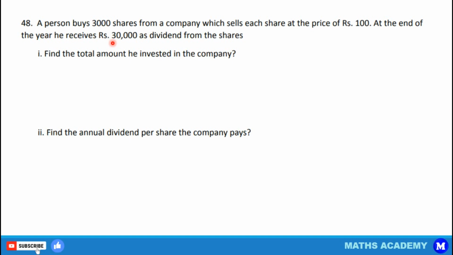Question number 48. A person buys 3000 shares from a company which sells each share at a price of 100 rupees. At the end of the year, he receives rupees 30,000 as dividend from the shares. So they have given a statement and they have given two questions. The first question is, find the total amount he invested in this company. And the second question is, find the annual dividend per share the company pays. So now let's do these questions.